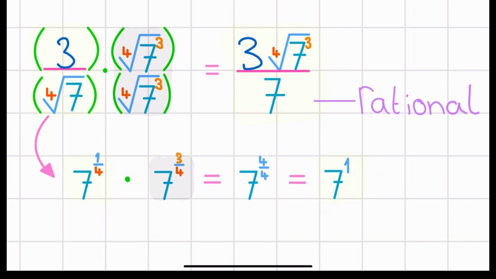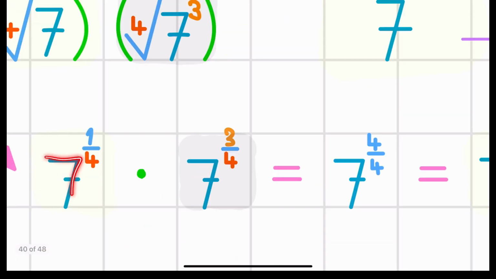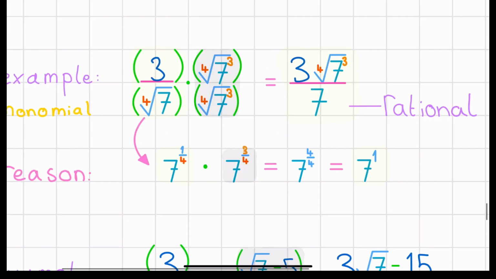We know the laws of exponents. We know that if the bases are the same, we can just add up their powers. So in this case, we have 7 raised to the power of 1 over 4 multiplied by 7 raised to the power of 3 over 4, because when I add up the exponents, I'm left with 7 raised to the power of 4 over 4. And that is the same as 7, which is rational.